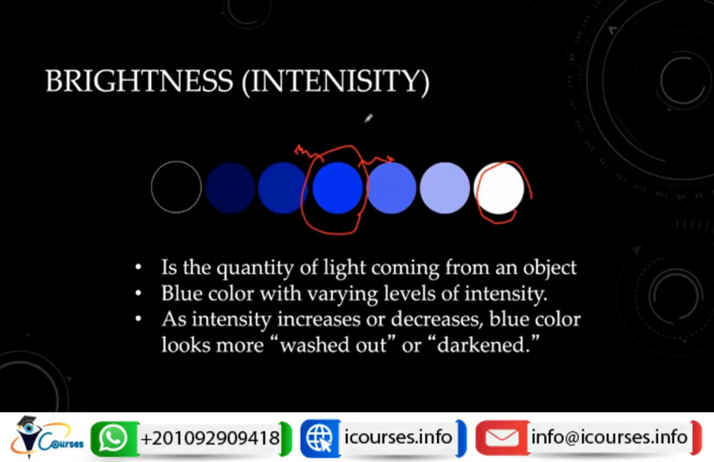So the black here is caused by decreasing light coming from the color. The brightness and intensity is the quantity of light coming from the object. Here is the blue color with variable levels of intensity, as you can see. Once it is increased or decreased, the blue color appears more washed out.